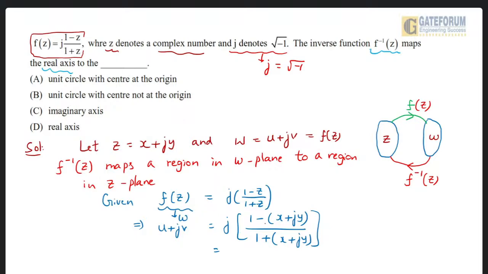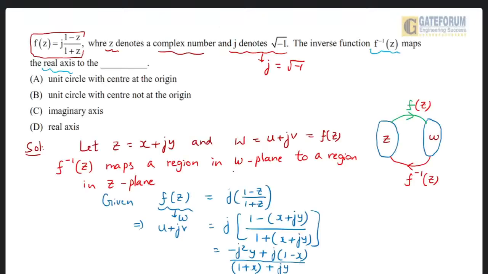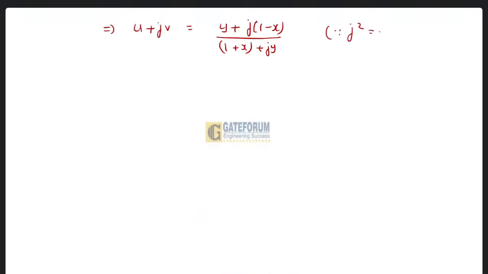Multiply the j with the numerator terms, you will be getting minus j square y plus j times 1 minus x, whole divided by 1 plus x, which is the real part in the denominator, and y is the imaginary part in the denominator. So finally, u plus jv is the left side, and the right side is y plus j times 1 minus x divided by 1 plus x plus jy. Am I correct or no? J square value is minus 1.